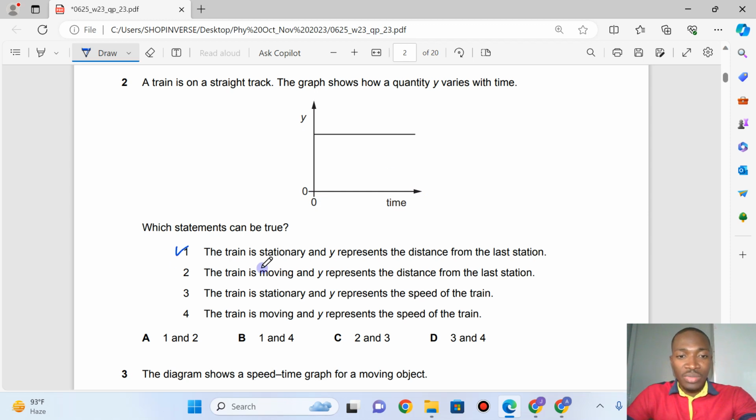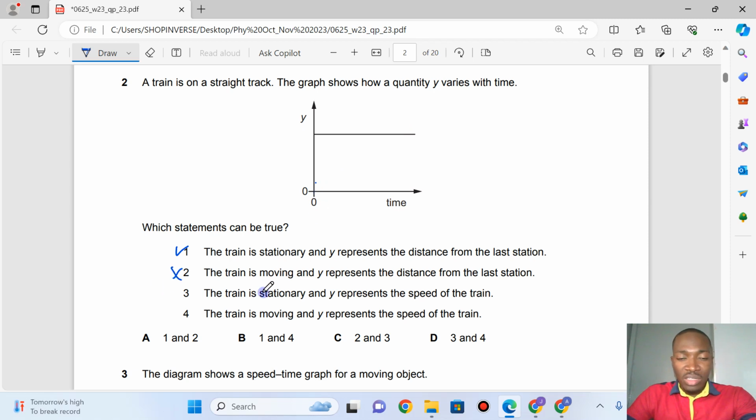Let's look at number 2. The train is moving and y represents the distance from the last station. If the train is moving and y represents distance, then we'll have a slanted gradient, not this horizontal line that you had. So number 2 is not correct.